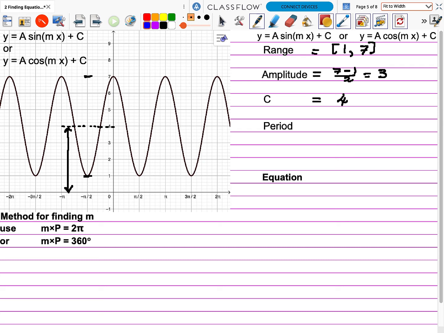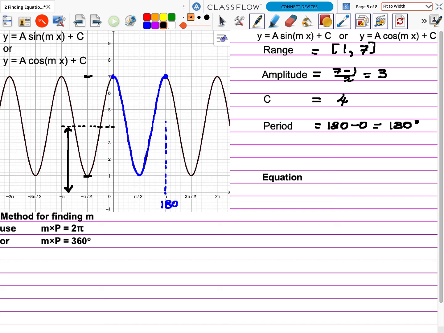To calculate the period, we start at the point on the y-axis and run our finger along the curve until we get to the end of the first part of the smallest repeating pattern, which is here. Do I have a corresponding value underneath? Yes, I do. It's pi, or 180 degrees. So the length of this repeating pattern is 180 minus 0, so it's going to be 180 degrees.